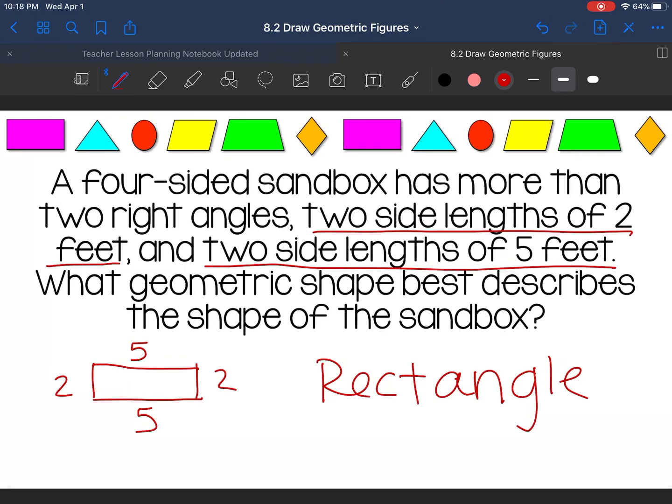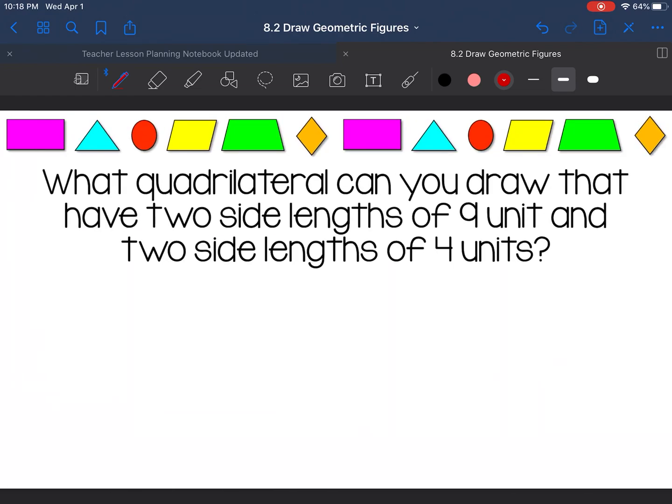I just know it. All right, let's take it up one notch and let's talk about what quadrilateral can you draw that have 2 side lengths of 9 units and 2 side lengths of 4 units. All right, think about it. Remember, it can be more than one quadrilateral.